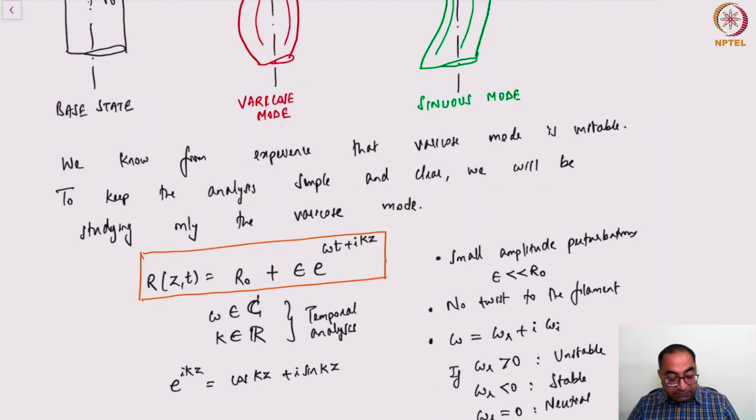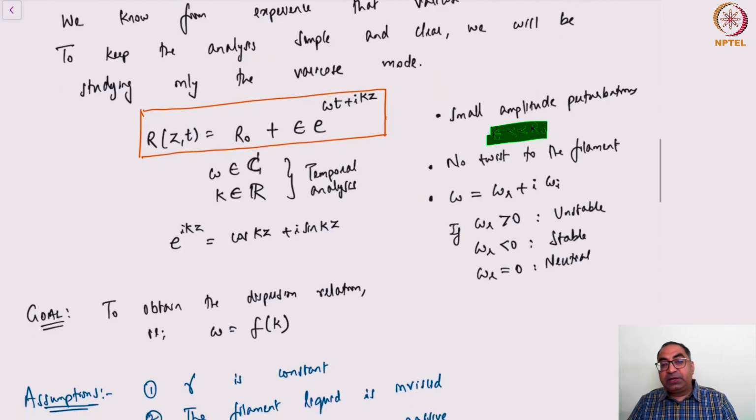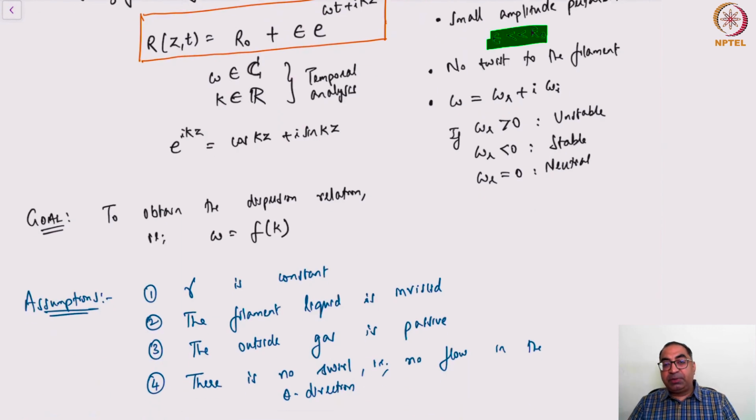This is only to say I could have easily written this term as r of z comma t is r naught plus some r prime, where r prime is some perturbation. But since we are anyway anticipating that we will use a normal mode form, we might as well write it down. The perturbation amplitude is given by the value of this epsilon, and we said epsilon is very small. Omega for us is a complex growth rate. If the real part of omega is positive, then we have an unstable scenario, and if the real part of omega is less than 0, we have a stable scenario. The goal is to obtain the dispersion relation, that is the relation between omega and k.